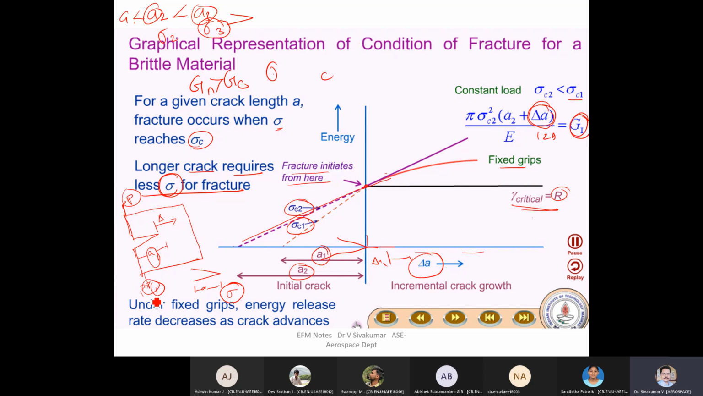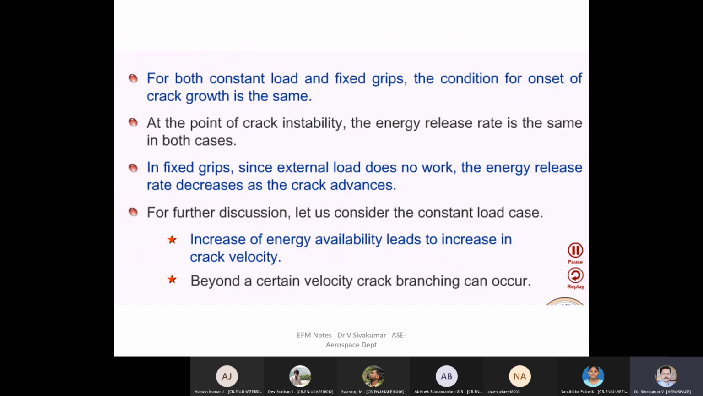In the case of fixed grips, that is constant displacement, the energy release rate decreases as the crack advances. Whereas in the constant load case, it will be positive. Now, for both the constant load and the fixed grips, the condition for onset of crack growth is the same.